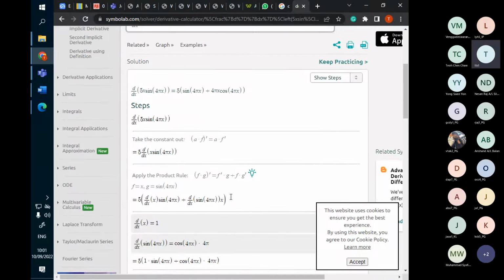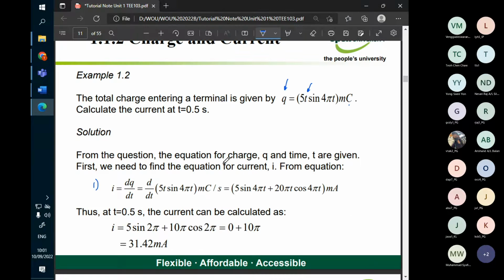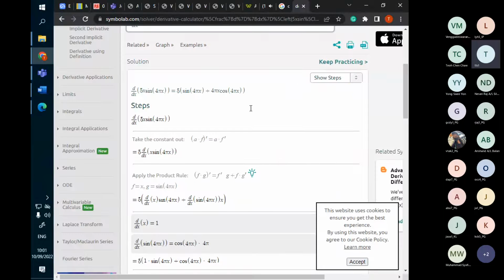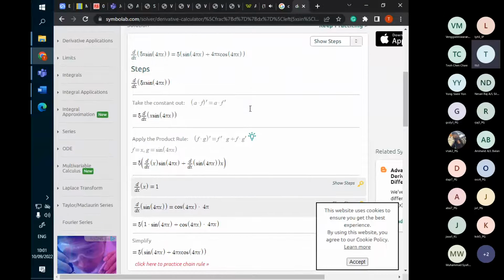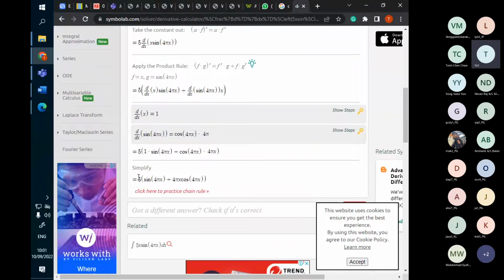Yeah, this answer, right? You see, 5 sine 4 pi plus 4 pi x cosine. So this is a function we get. For today's student, I don't think you need to. It's good for you to be able to do the differentiation yourself. But today we have so many tools around us to help us do this, so it's up to you.